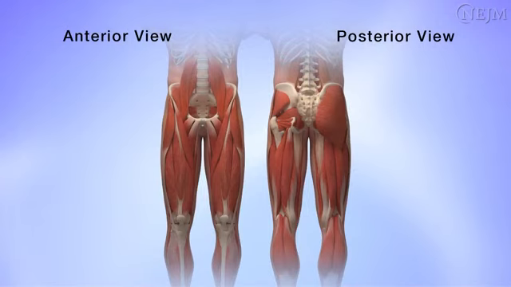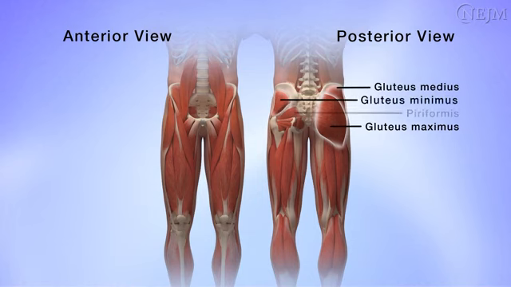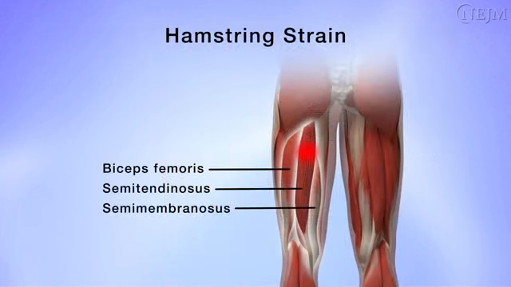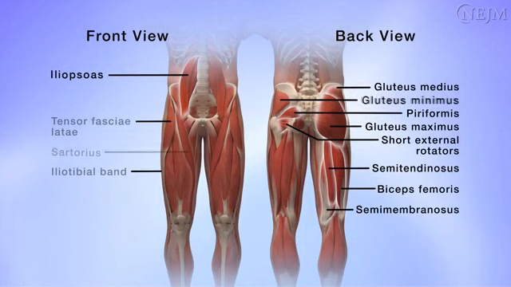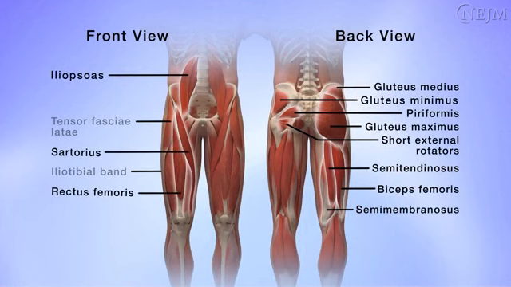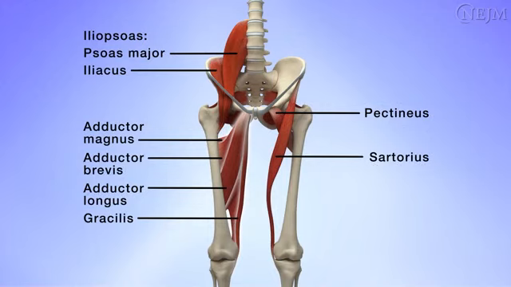Posteriorly, the major muscles of the hip include the gluteus maximus, gluteus medius, gluteus minimus, and piriformis, as well as the short external rotators. The hamstrings, which include the semimembranosus, semitendinosus, and biceps femoris, are essential for hip extension and knee flexion. Other relevant muscles include the iliopsoas, sartorius, and rectus femoris. Adductors of the leg include the adductor magnus, adductor brevis, adductor longus, and gracilis.